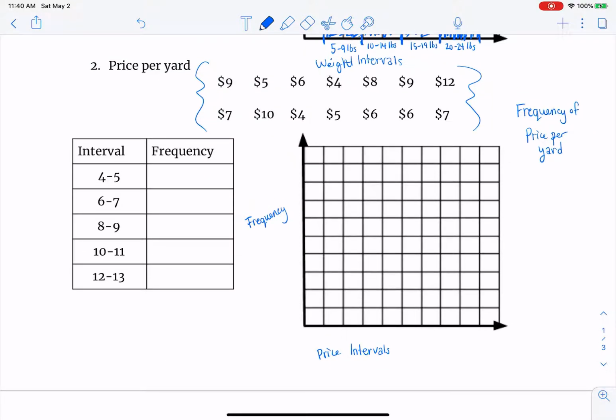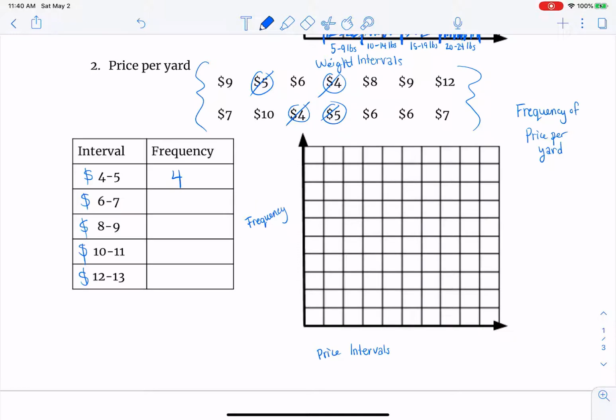So how many of these data points, how many of these prices are in between $4 and $5? Put the dollar signs here to make it easier. So how many are between $4 and $5? We have $5, $4, $4, $5. Looks like that's it. So that's 1, 2, 3, 4.